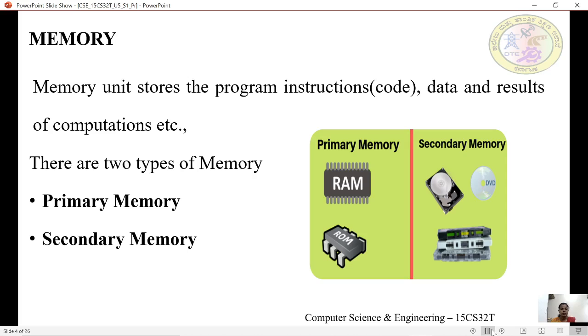In the memory, there are two types. The first is primary memory and the second one is secondary memory. Primary memory is made up of semiconductor material which consists of a large number of storage cells, and each cell is capable of storing one bit of information, either 0 or 1. It is also called internal memory or main memory.